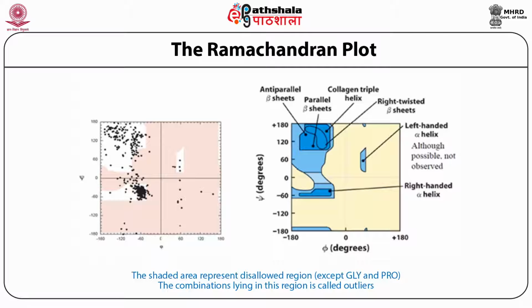Other than glycine and proline, whatever the amino acid, in whatever the structure, in whatever way you solve the structure, the phi psi combination should fall within these allowed regions. When there are some spots or combinations which fall in the shaded, disallowed region, they are called outliers.